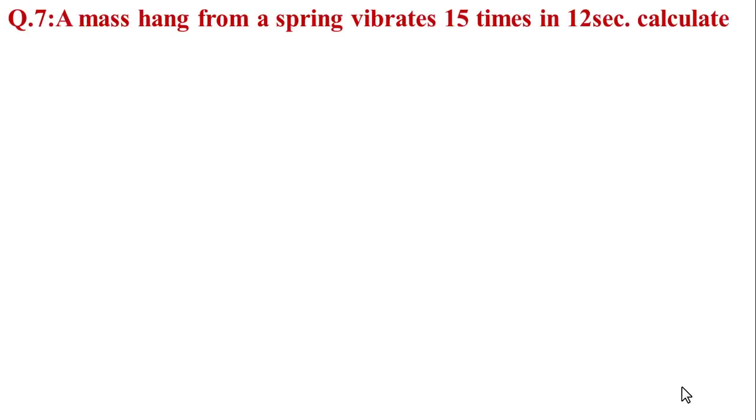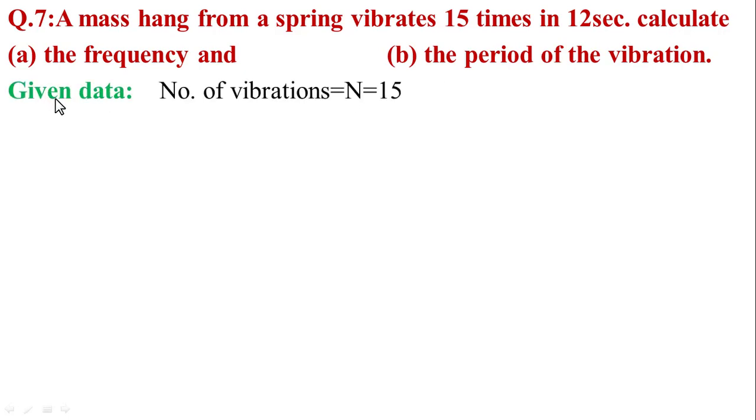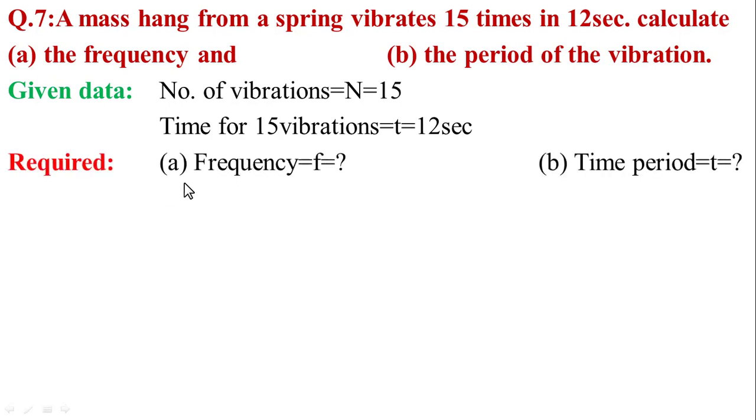Now, in question number 7, a mass hangs from a spring and vibrates 15 times in 12 seconds. Calculate the frequency, and in part B, the time period of vibration. According to the statement, write the given data. Number of vibrations n is equal to 15, and time for 15 vibrations t is equal to 12 seconds. Required: frequency in the first part, and in the second part, time period.